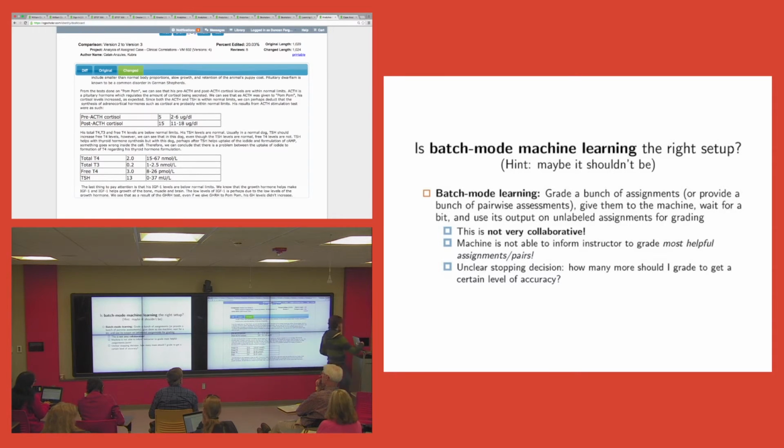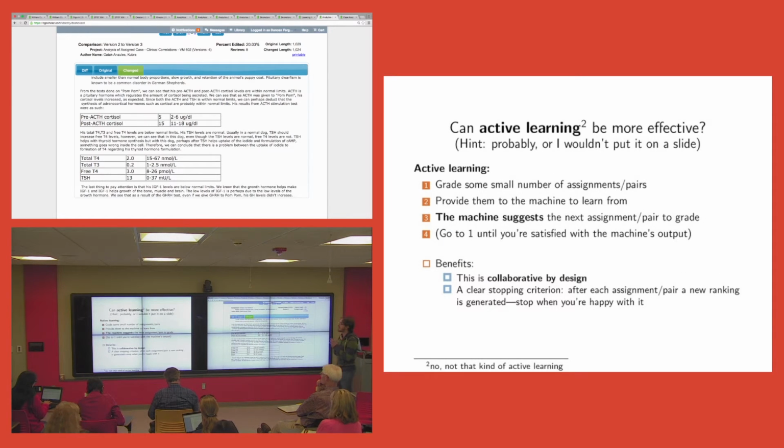So the alternative is active learning. No, not that active learning. This is active learning from a machine learning perspective, from a computer science perspective. And the setup for active learning is this. You start off with some small labeled examples, whether those are actual ordinal grades for assignments or whether those are A is better than B judgments.